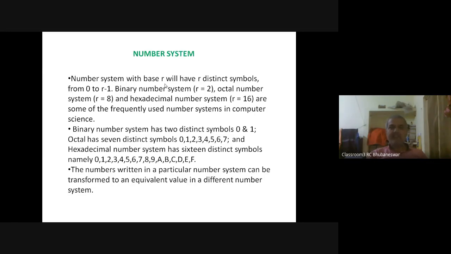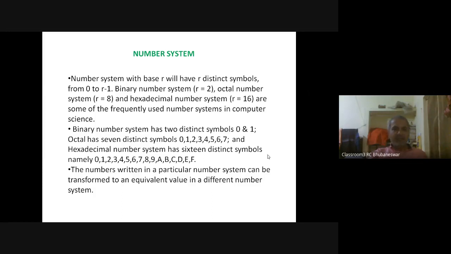So what is a number system? A number system with base r will have r distinct symbols, meaning as many distinct symbols as the base. It starts from 0 to r minus 1. Decimal means base 10, so 0 to 10 minus 1, that is 9. We use 0 to 9 in decimal.